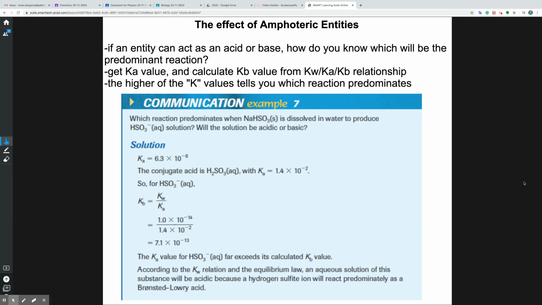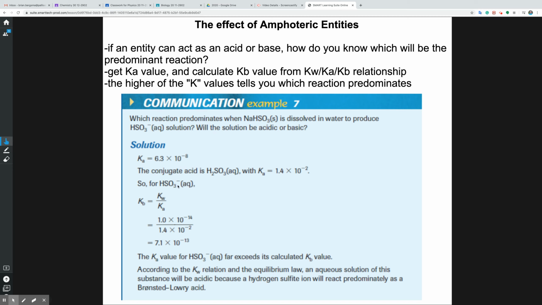Which reaction predominates when sodium hydrogen sulfite is dissolved in water to produce hydrogen sulfite solution? Will the solution be acidic or basic? If we look in our formula sheet, the Ka for HSO3 negative, for the conjugate acid, when it's acting as a base, is 6.3 times 10 to the minus 8. The conjugate acid, 1.4 times 10 to the minus 2.